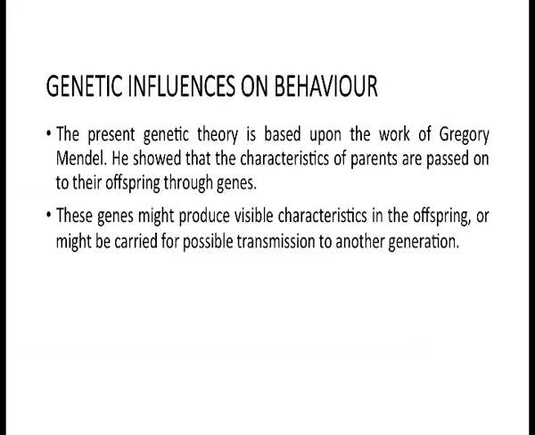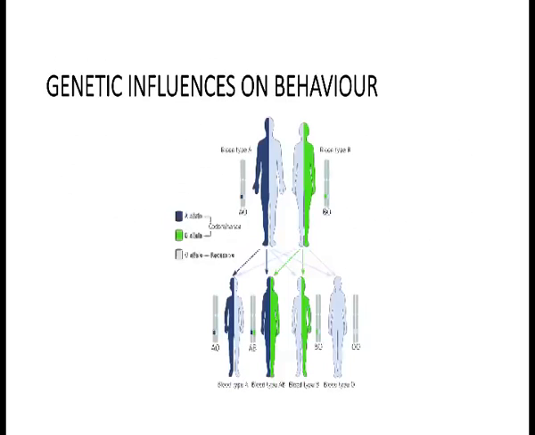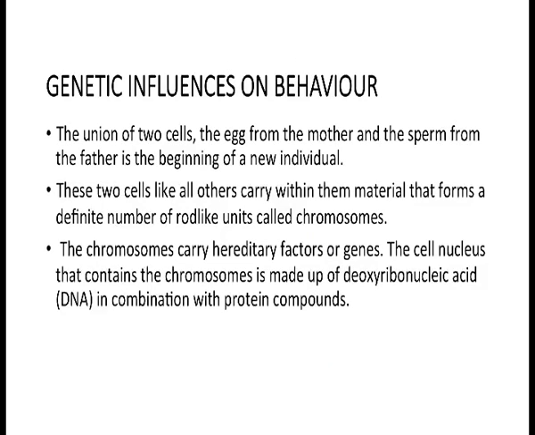The present genetic theory is based upon the work of Gregor Mendel. He showed that characteristics of parents are passed on to their offsprings through genes. These genes might produce visible characteristics in the offsprings or might be carried for possible transmission to another generations. The children of one set of parents do not necessarily inherit all the same characteristics. The union of two cells, what are those two cells? The egg from the mother and the sperm from the father is the beginning of a new individual.